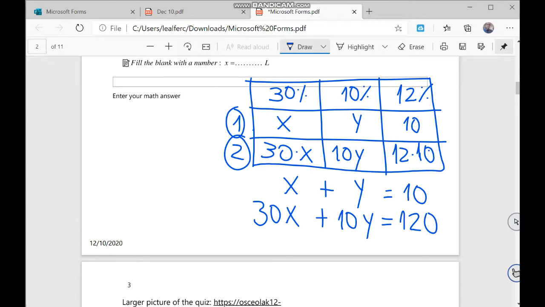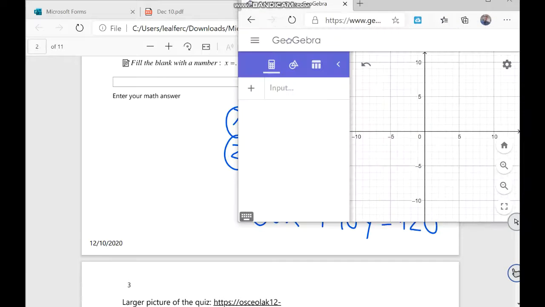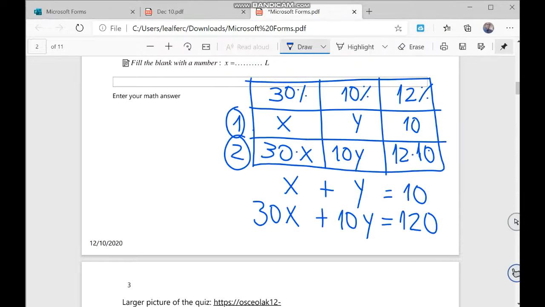You can use substitution methods, you can use graphing, you can even use the graphing calculator to find the solution, okay? That's up to you. I'm going to use addition method here. I'm going to multiply the first equation by -1. That means negative x minus y equals -10. I multiply all the terms of the first equation by -1.